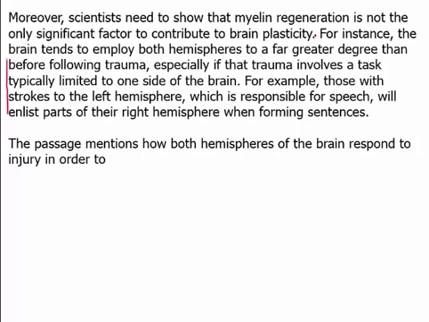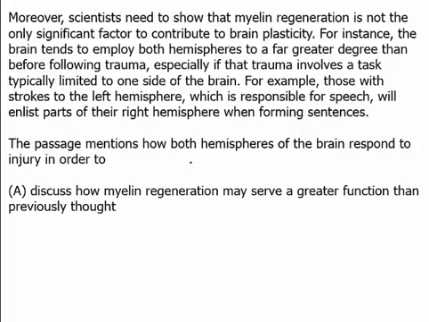So if we look here back at between the first and the second sentence, it says, myelin regeneration is not the only significant factor to contribute to brain plasticity. For instance, the brain hemispheres, using both of them, especially after injury, that also contributes to brain plasticity. Therefore, the author mentions both hemispheres to show that the brain is also plastic in other ways. Notice how I have answered that question, anticipated the answer by going back to the passage, and now I can look at the answer choices with the sense of what the answer should be.